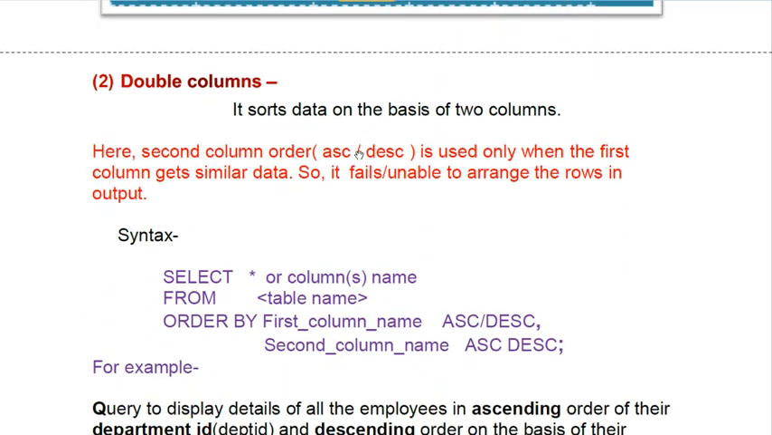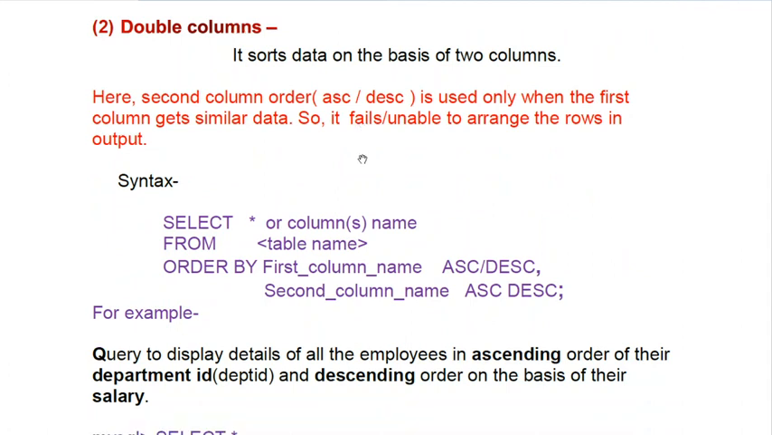Now double column. We can arrange on the basis of double column also. It sorts data on the basis of two columns. The first column is also called the primary column. The second column is also called the secondary column. Here the second column, order ASC or DESC, is used only when the first column gets similar data, meaning the same value, or you can say it fails, unable to arrange the rows in the output.